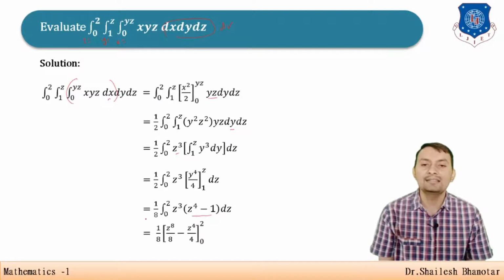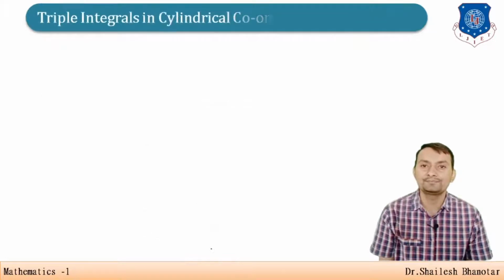Now it is very clear that z raised to 7 is there, and when we integrate with respect to z, z raised to 8 divided by 8 minus z raised to 4 divided by 4, from z equals 0 to 2. When you put the upper limit and simplify, you will get 32 minus 8 divided by 8, and that is 28 divided by 8. So you will get 7 divided by 2, and that will be the final answer.